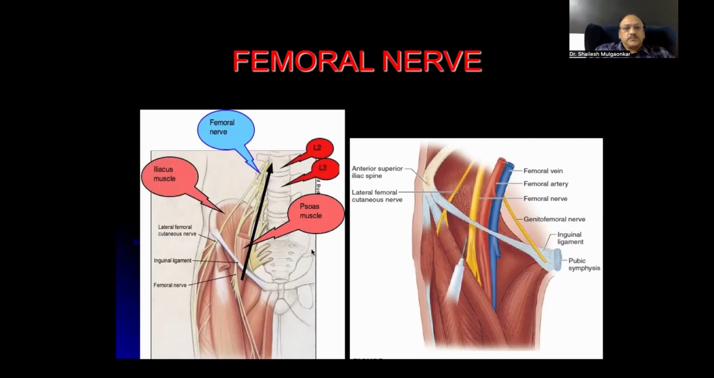So if you see this picture, at the level of the inguinal ligament, the femoral nerve is quite deep inside, whereas below the inguinal ligament, at the level of the inguinal crease, it is much more superficial, much thicker, and even the anatomy is much more predictable. That's why you have to give a femoral block at a lower level, not at the level of the inguinal ligament.